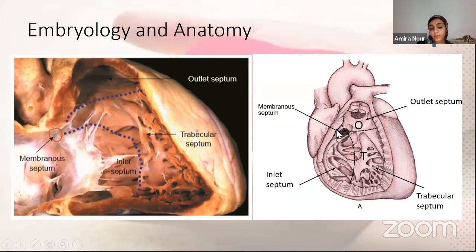Actually, the membranous part of the septum is this: if we use a torch from the left ventricle and illuminate it, only the illuminated transparent part will be the membranous part of the septum, which is the area bounded inferiorly by the septal and anterior leaflet of the tricuspid valve, and superiorly, if we remove this part, we will find the right and the non-coronary cusp of the aortic valve.